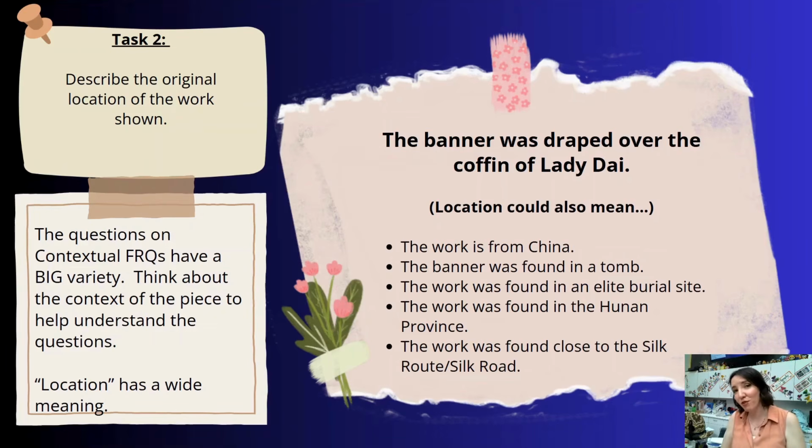You could also get a point for saying it was located in China. Boom, done. You're like, oh, easy. It's Chinese, boom, China. So if you were not confident and you were like, the work is from Japan, then you can also keep talking about where it's located. The banner was found in a tomb, found in an elite burial site. If you remembered that it was in the Hunan province, close to the Silk Road, any of those count for location. So location, big term, could be specific or a country, place, etc.